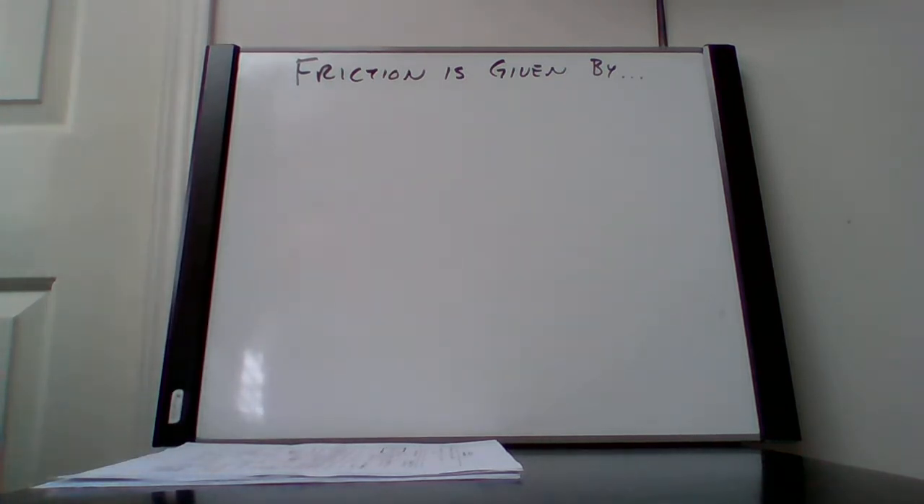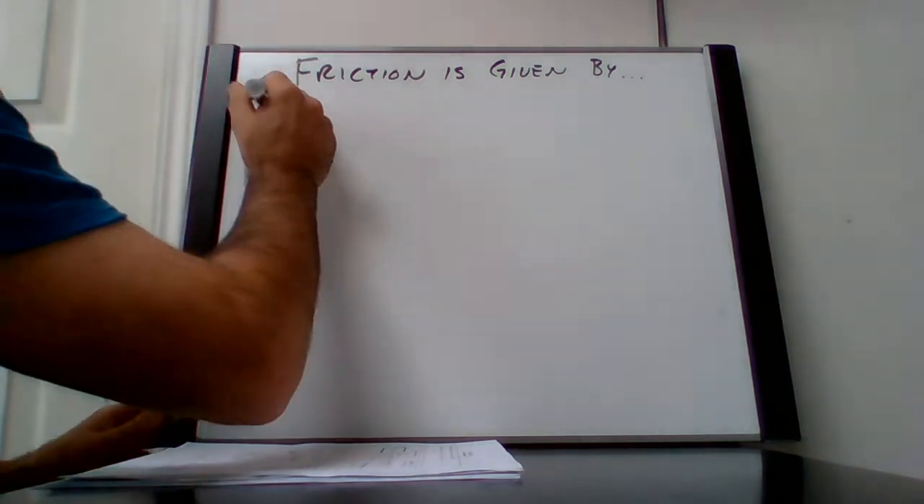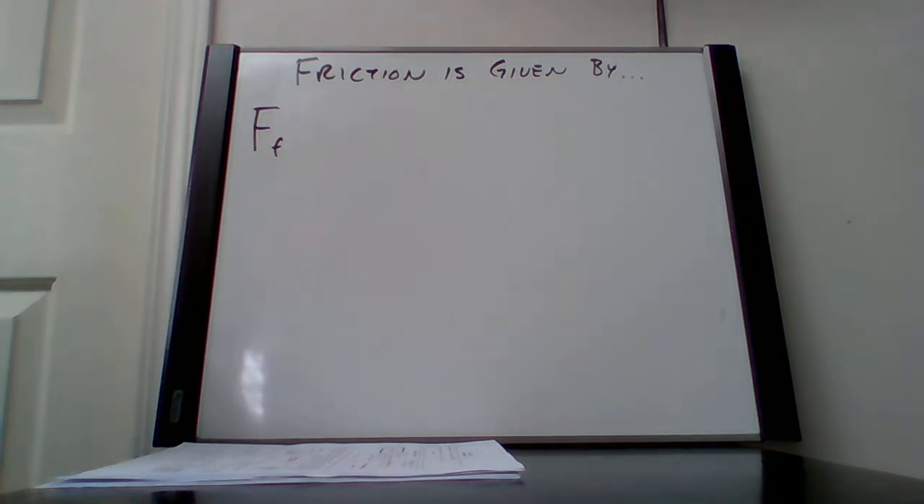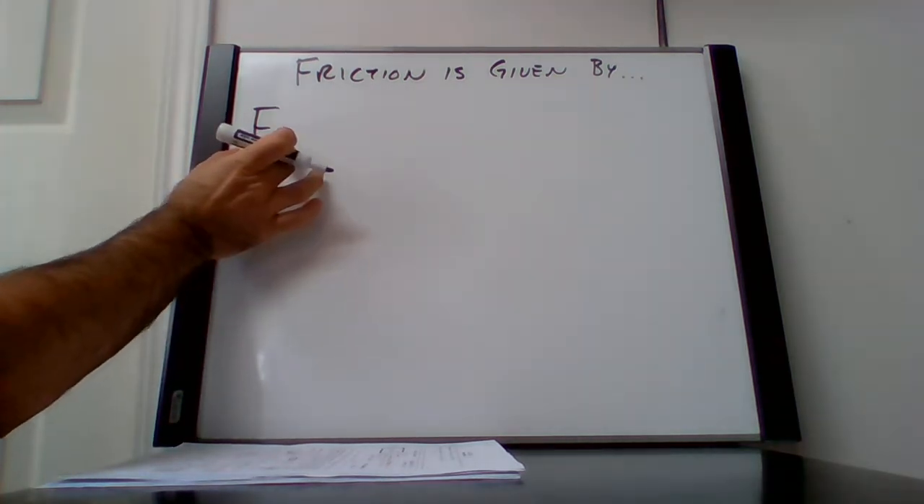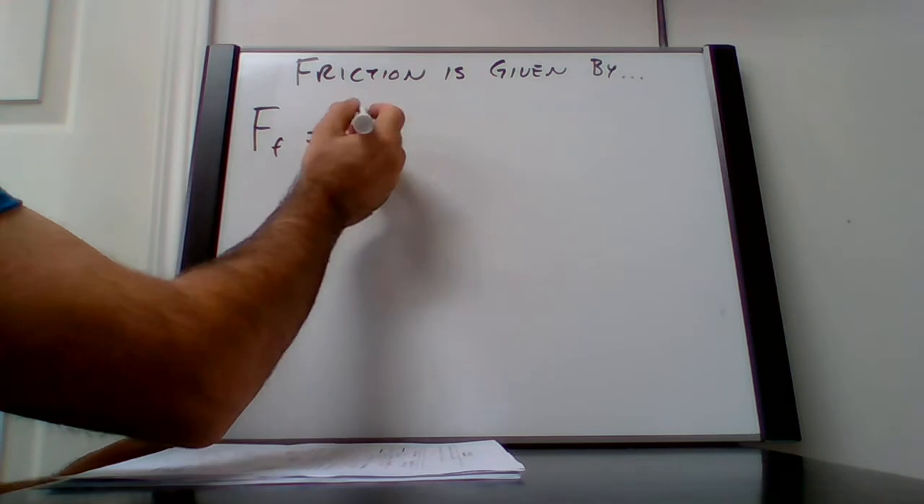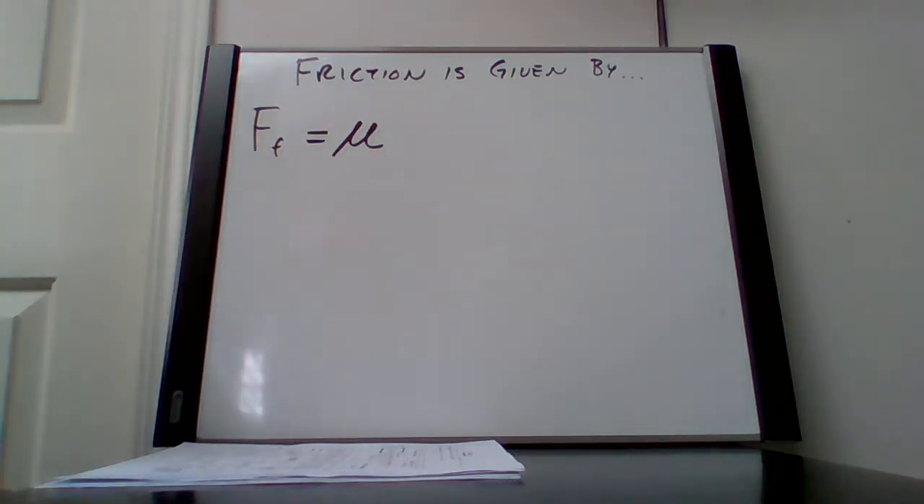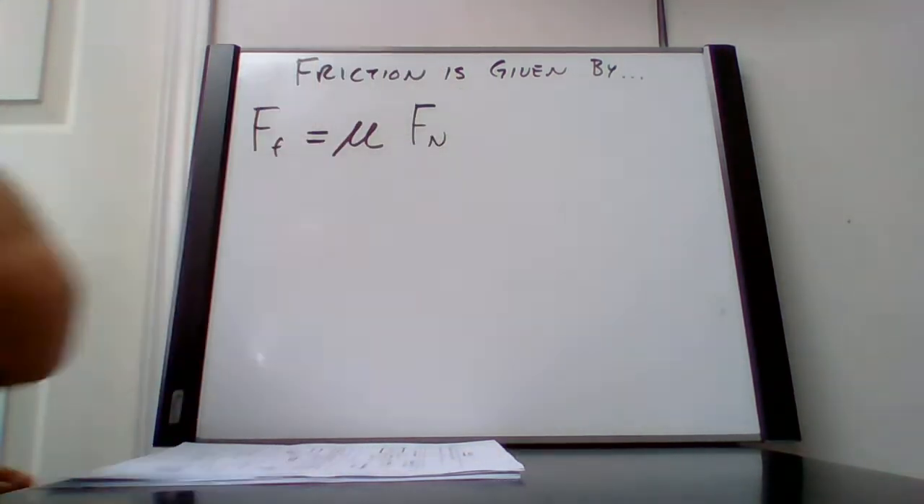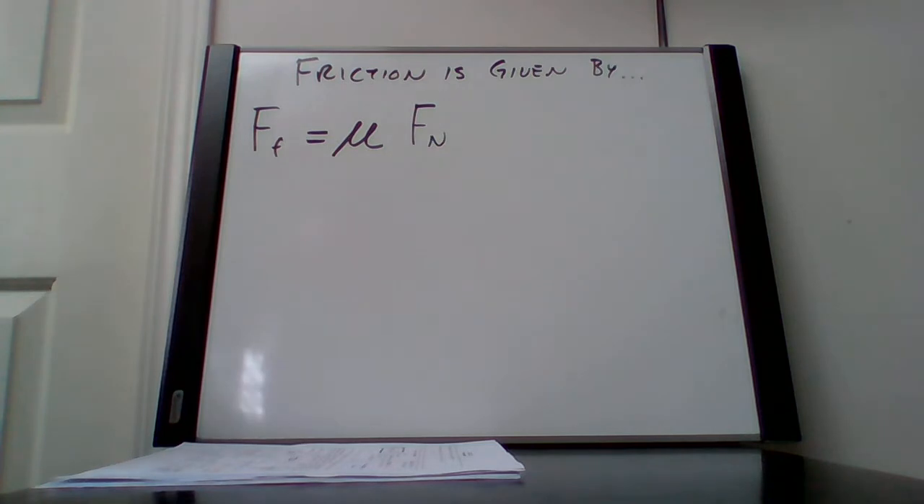Okay, so now that we've described what friction is, we want to understand how we can calculate this in our equations. So our equation for force of friction, we're going to use F sub f. This is the force of friction. Now this depends on this Greek letter mu and the Fn, where this Fn is our normal force.